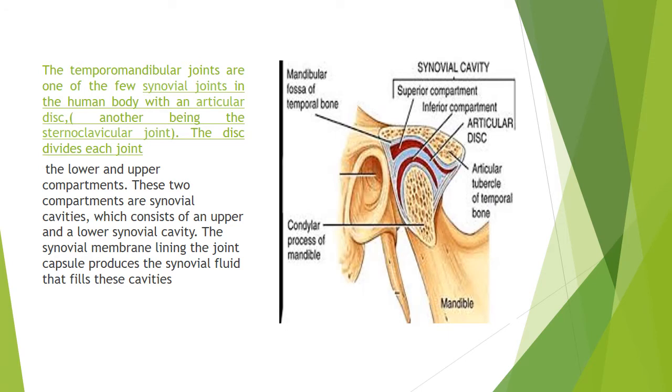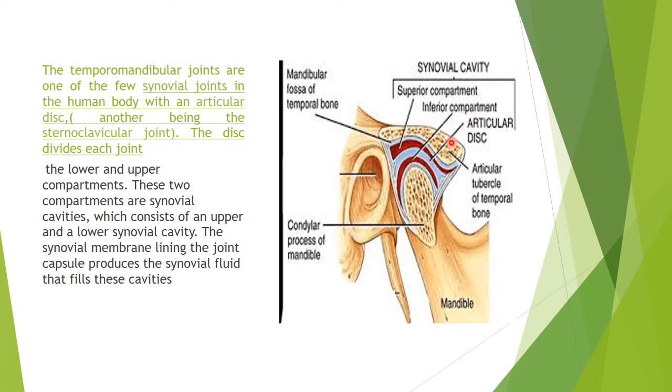Temporomandibular joints are one of the few synovial joints in the human body. The most important structure is what we call the articulating disc. This articulating disc divides the synovial cavity into the superior compartment and the inferior compartment.